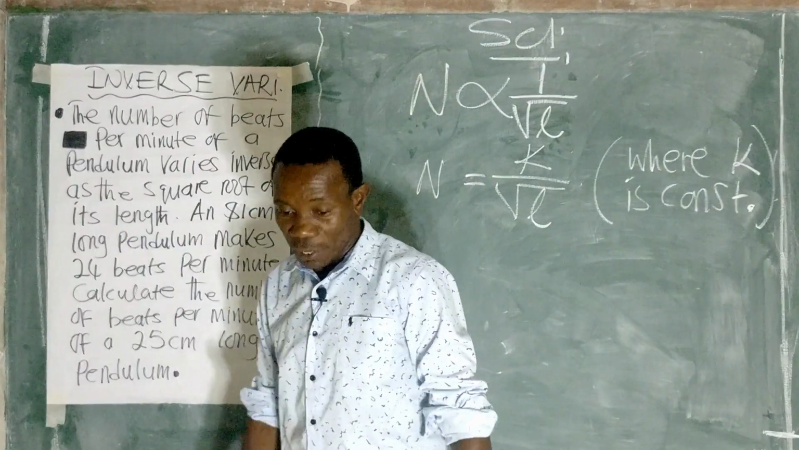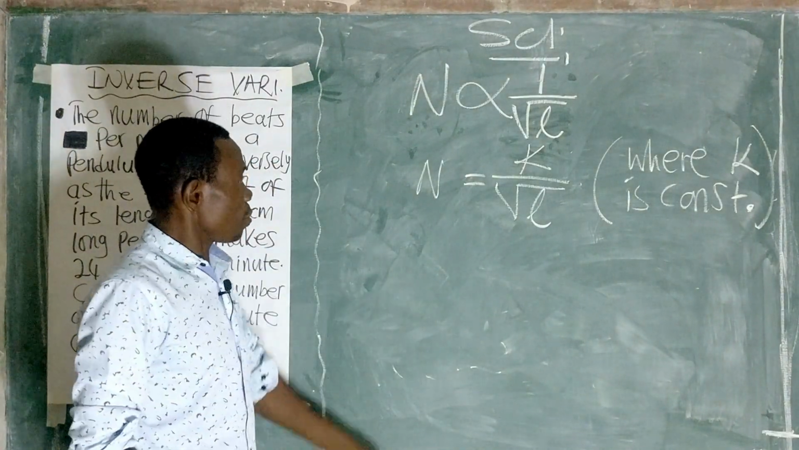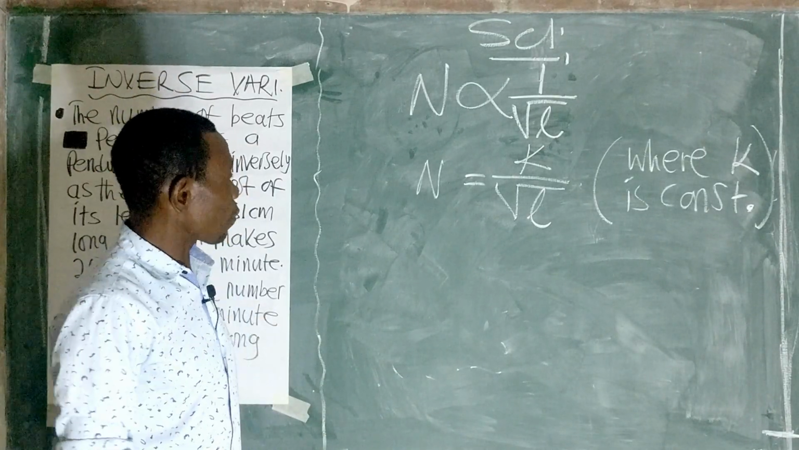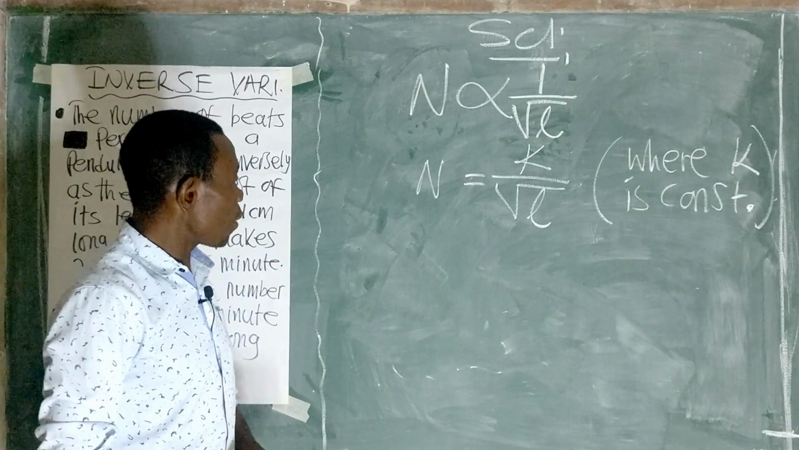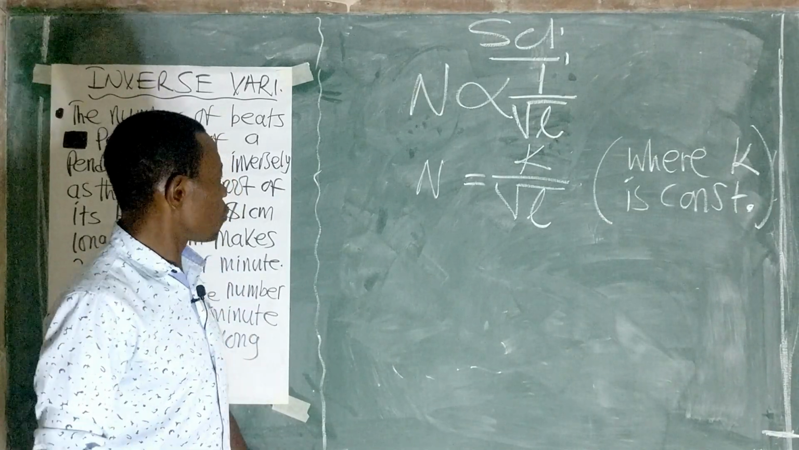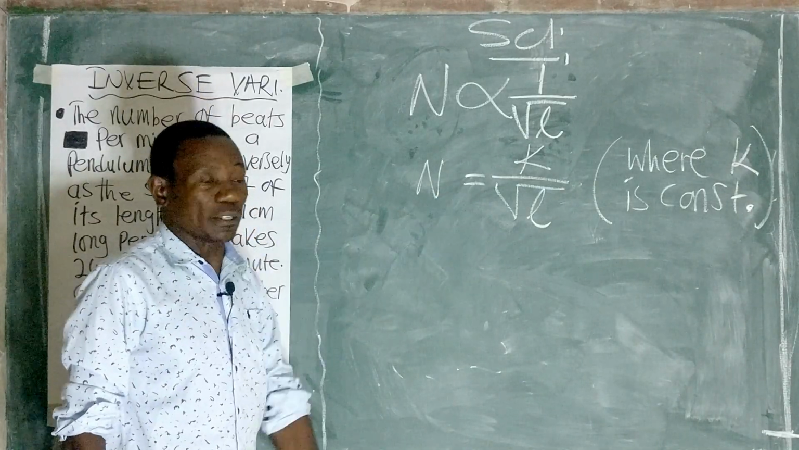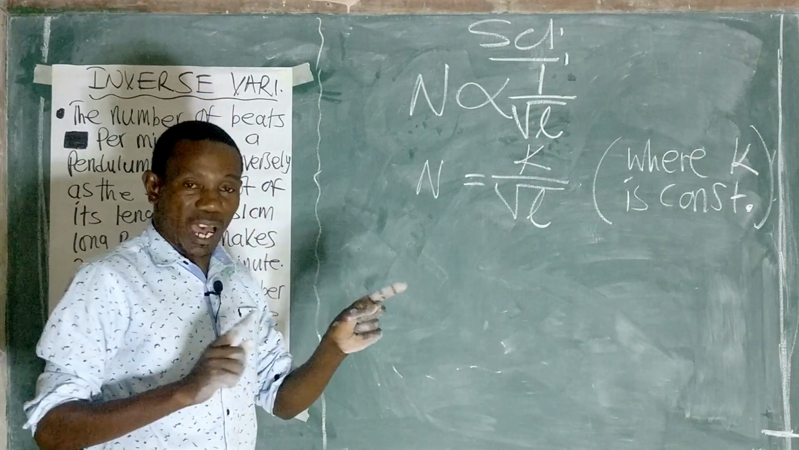What is the constant value that is guiding the relationship between n and L? So you are there, first of all, to calculate the value of k. So k will always be found whenever you know the quantity L and, at the same time, you know the value of n, when n and L are compared.